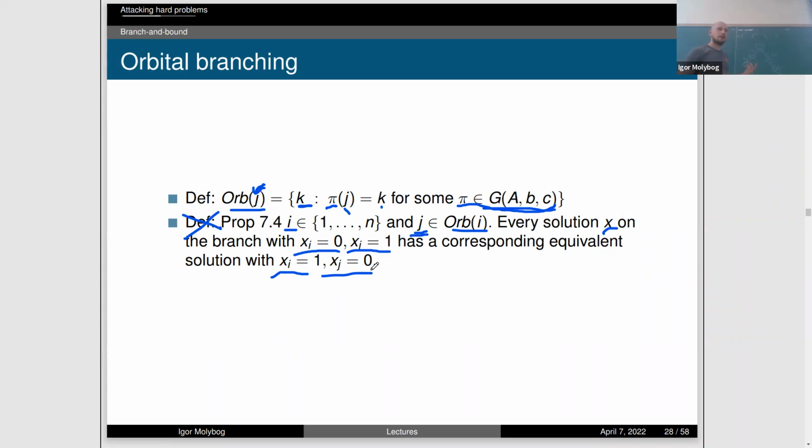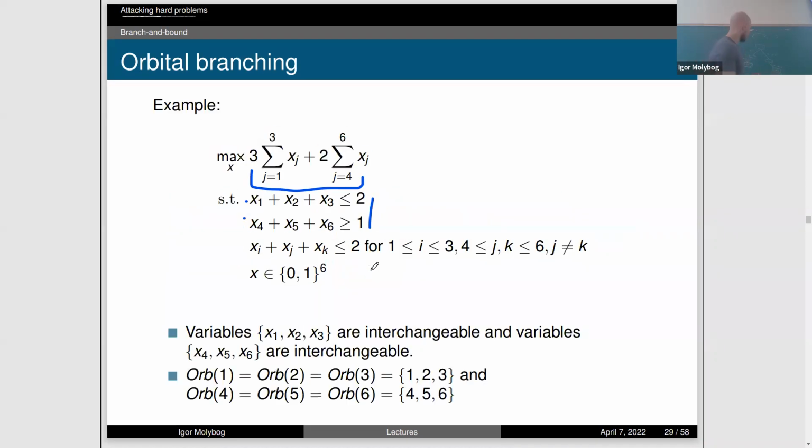Is the idea clear? We'll take a look at the example right now. Is the overall idea clear, guys? We're good. Cool. So let's take a look at this example.